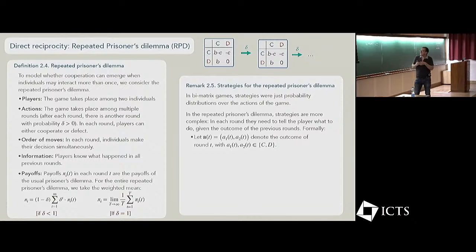So the first thing is I use this variable a at t just to define what the actions are at time t. So the first component here is what is my action. The second component, for example, is what is Sylvia's action in round t. So for example, CD means I cooperated in this round, Sylvia defected.